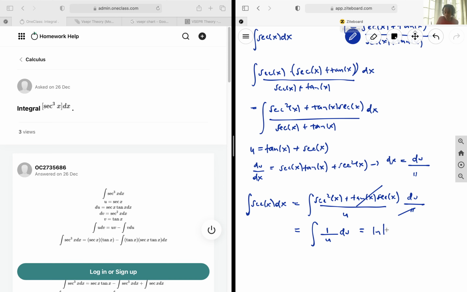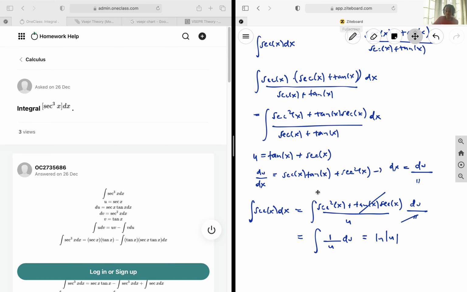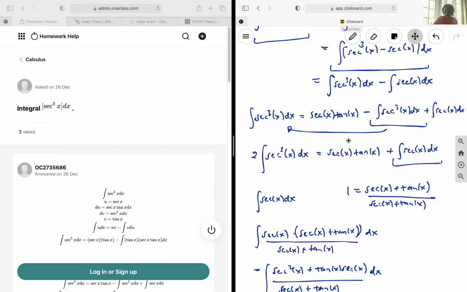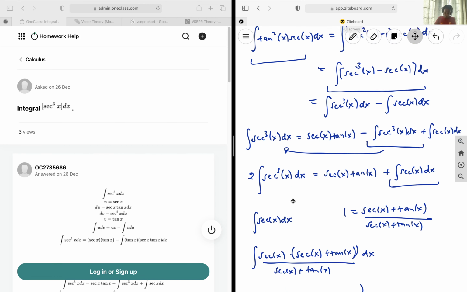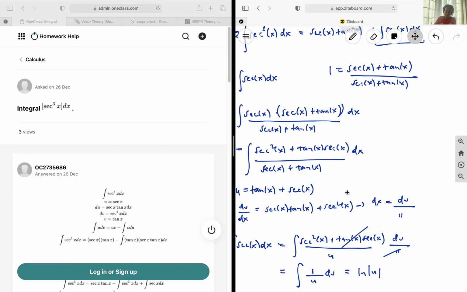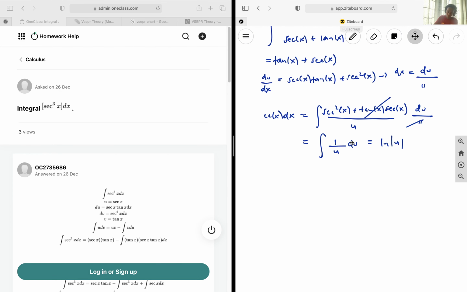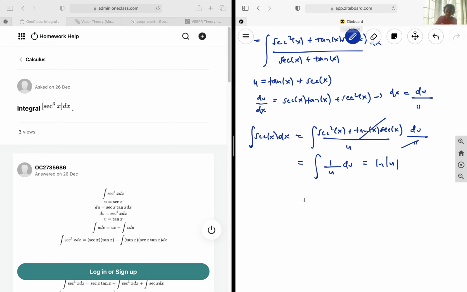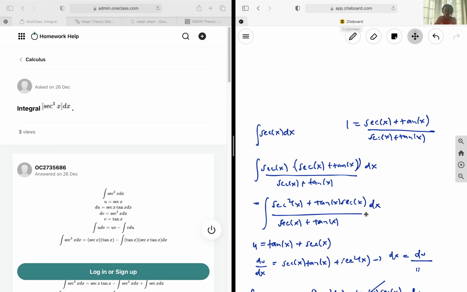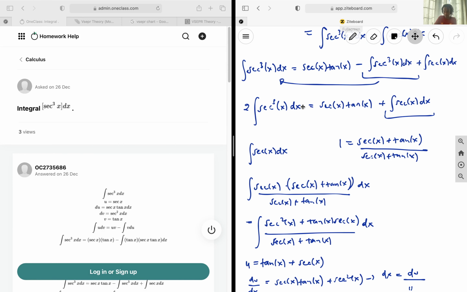And we know that this will give us ln of the magnitude of u plus c, but we're not going to write that right now because this is not our end goal. Our end goal, we always need to remember, is the integral of secant cubed x. And this is just a part of that. So we'll add the plus c at the complete end. So for now, we just write back in what our u is. And so we know that the integral of secant x dx is going to be ln of the magnitude of tan x plus secant x. Okay, and so now we put all of that back into what we have here.